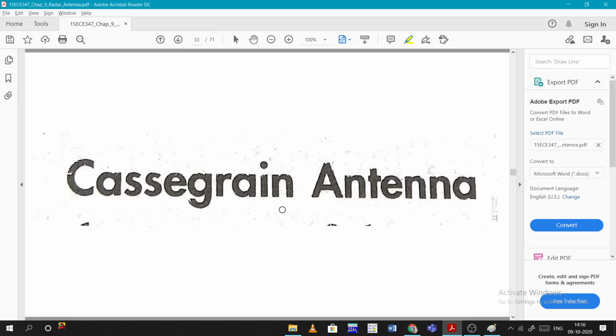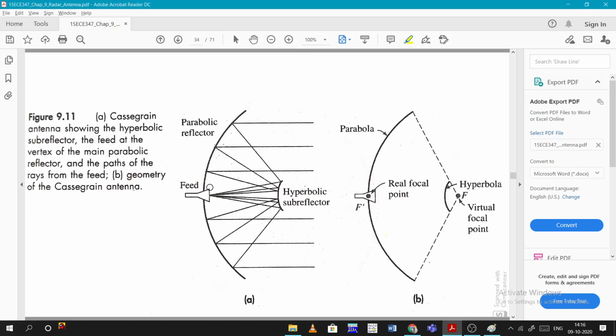Cassegrain antenna. What is a Cassegrain antenna? Here we have the feed at the center of the main reflector, and there will be another convex reflector, called a hyperbolic subreflector. All the waves will be shot over this subreflector, and it in turn reflects them onto the main parabolic reflector, and they become parallel again.